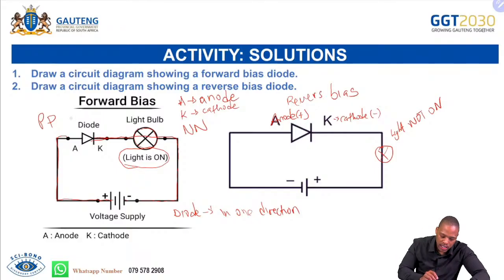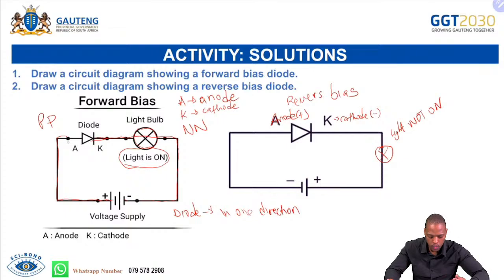But if you connect it in this direction, it will conduct electricity. So it only conducts electricity in one direction. So you must be careful as to how you connect your diode. Okay, right? Let's talk about the direction of current flow here.